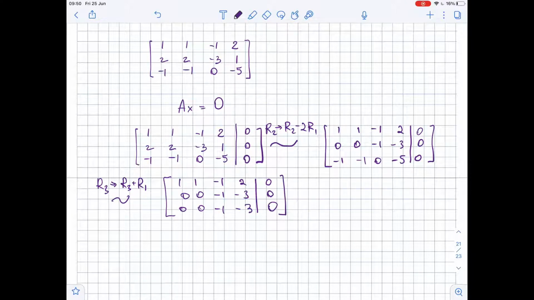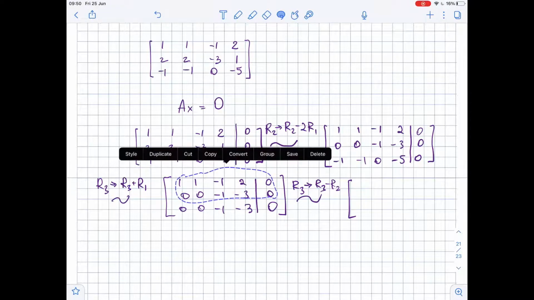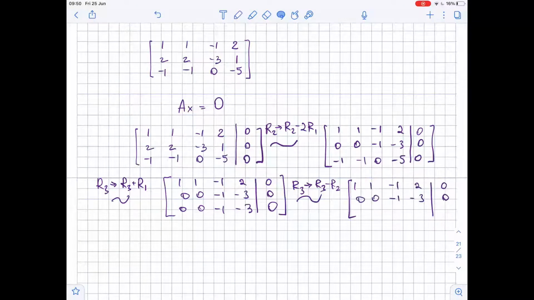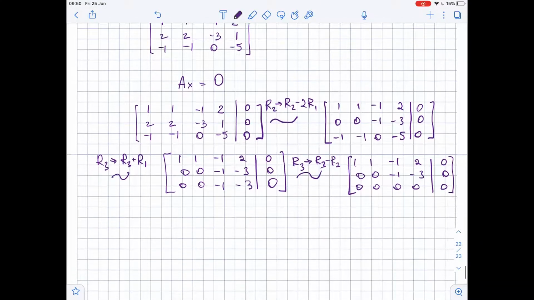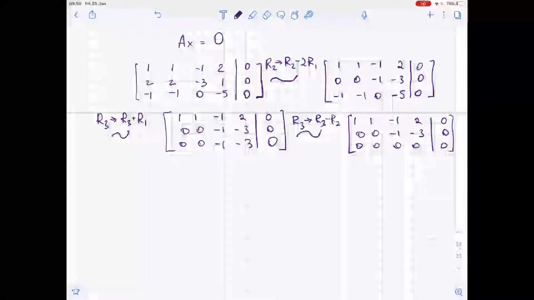Next step is we subtract row 2 from row 3. So row 3 becomes row 3 minus row 2. So the first two rows are the same. I'll just copy paste them. The third row is all zeros. 0, 0, 0, 0.